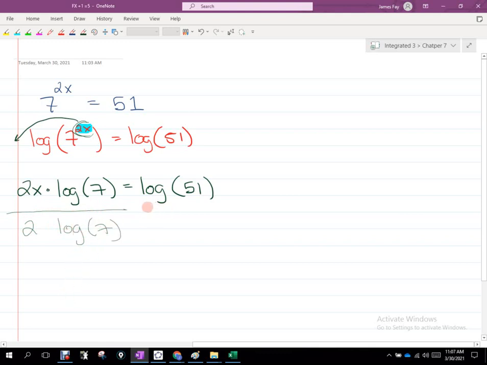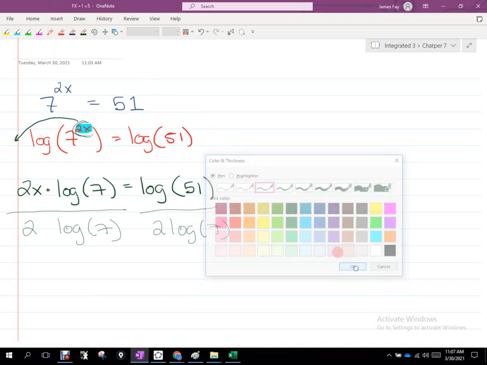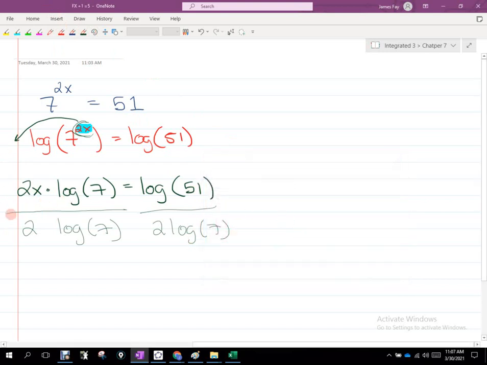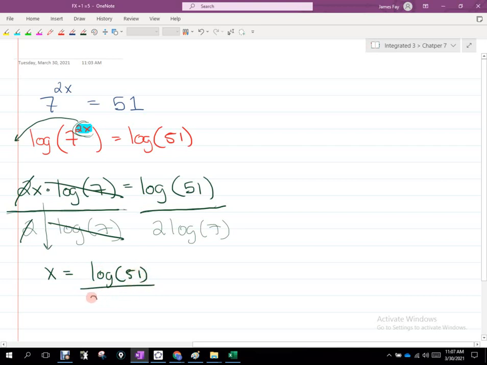And I think that is the best thing to do, but to actually write it down, because I can then say, okay, as long as I'm doing division and I understand how cancellation works through division, we can say, okay, that 2 cancels with that 2. This log 7 cancels with that log 7. And what am I left with? What's the only thing that did not cancel? X. Okay? And on the right-hand side, nothing cancels. I'm just left with log of 51 divided by 2 log of 7.